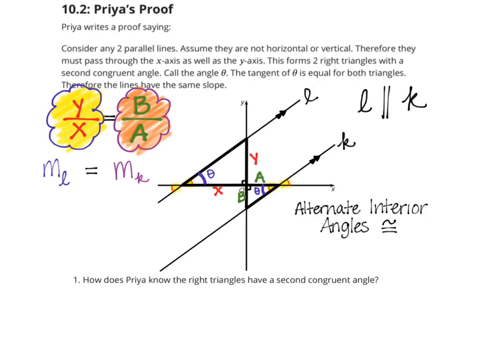Now let's look at the questions that go along with this problem. So the first question says, how does Priya know that the right triangles have a second congruent angle? Meaning, how does she know that theta, right here, is congruent to this theta? Well, we've already done that because we examined it before we looked at the questions. And we know those two angles are equal because alternate interior angles are congruent between two parallel lines. So I just say there it is. That's why I know it.